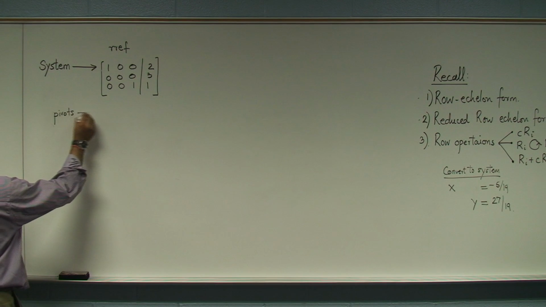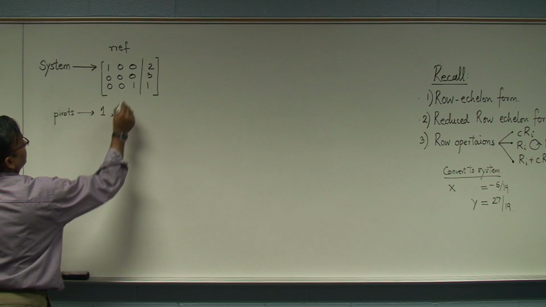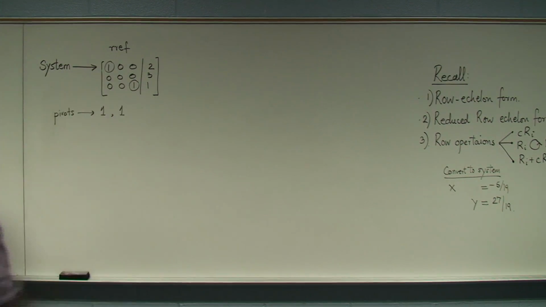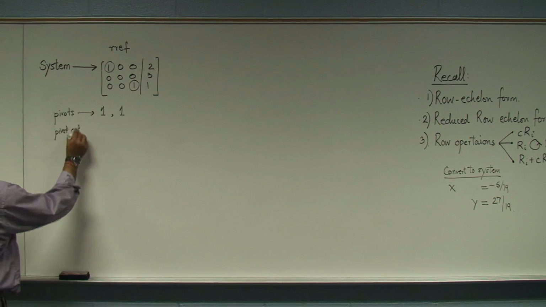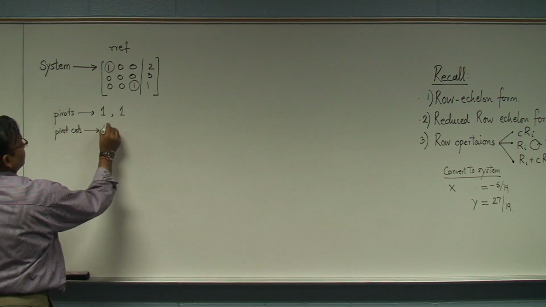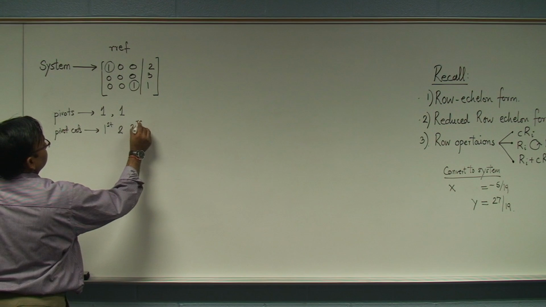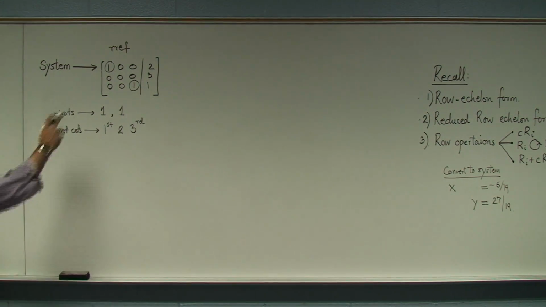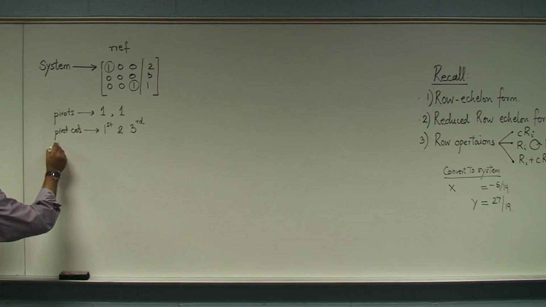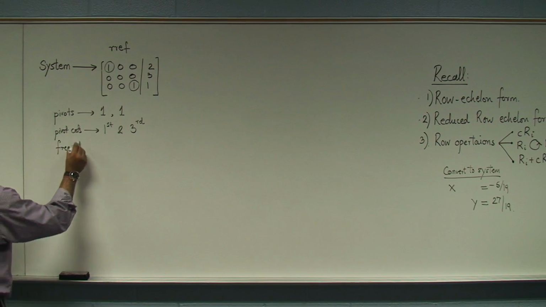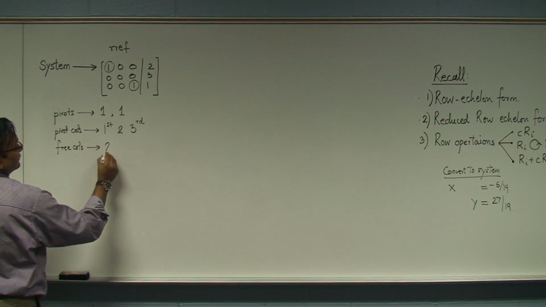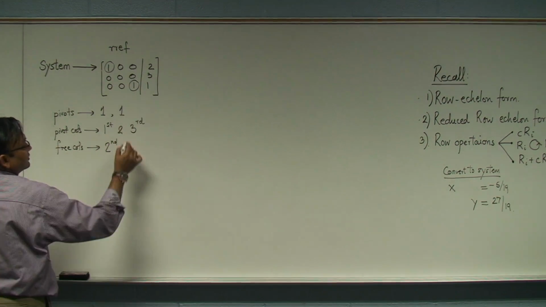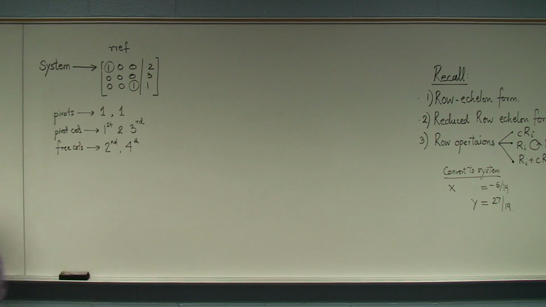So what are the pivots? Pivots in this case are 1 and 1, basically this one and this one. What are the pivot columns? Pivot columns are the first column and the third column. Okay. So this is my first column, second column, third column, fourth column. That is why the pivot columns are the first and third column. What are the free columns? Free columns are the non-pivot columns, so the second column, and the fourth column.